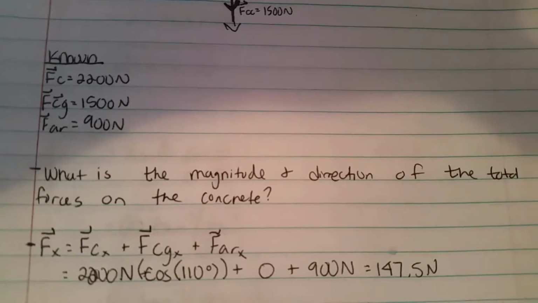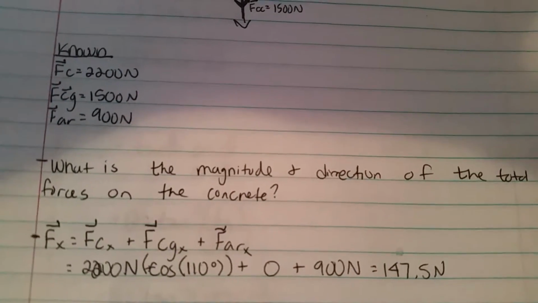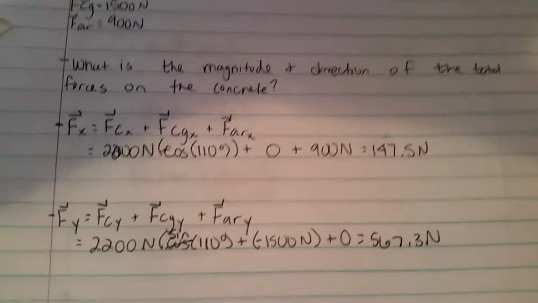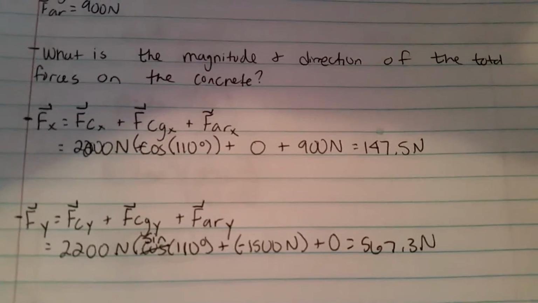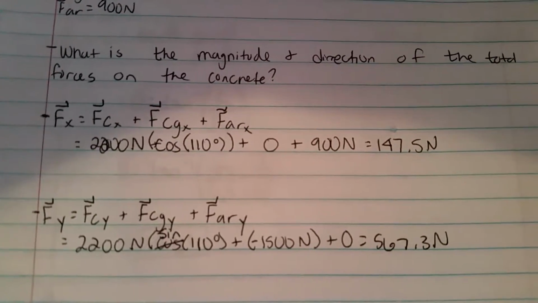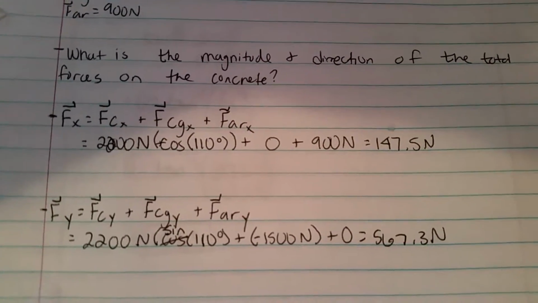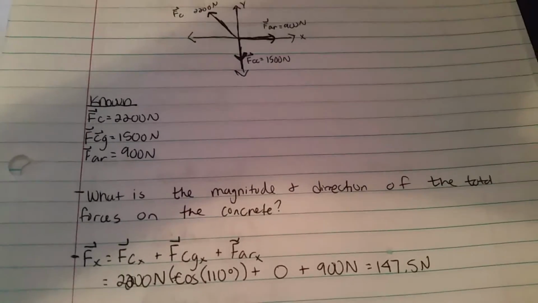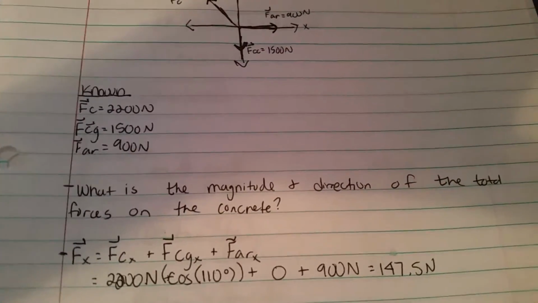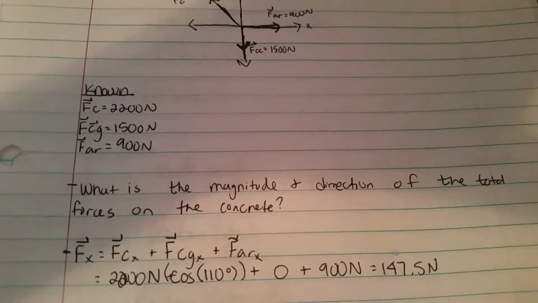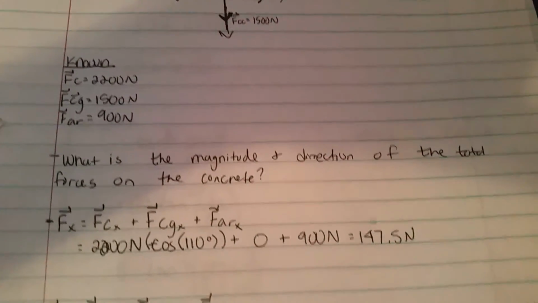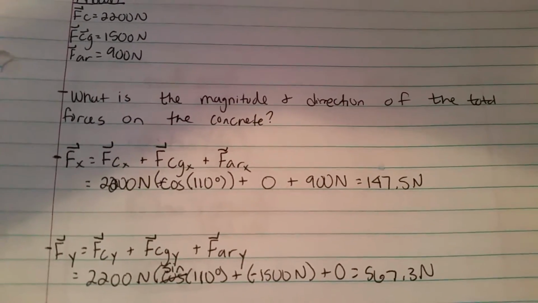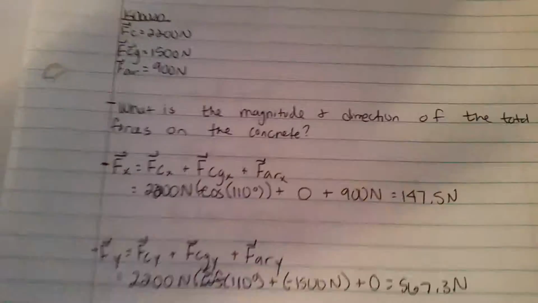So that gives me a total force of 147.5 newtons. And I did the same thing for the y value. 2200 newtons times the sine of 110, this time, plus negative 1500 newtons. Negative 1500 newtons because the force of gravity pulling on the object is going downward, the y-axis, meaning that it's negative. And that gives me a total of 567.3 newtons.